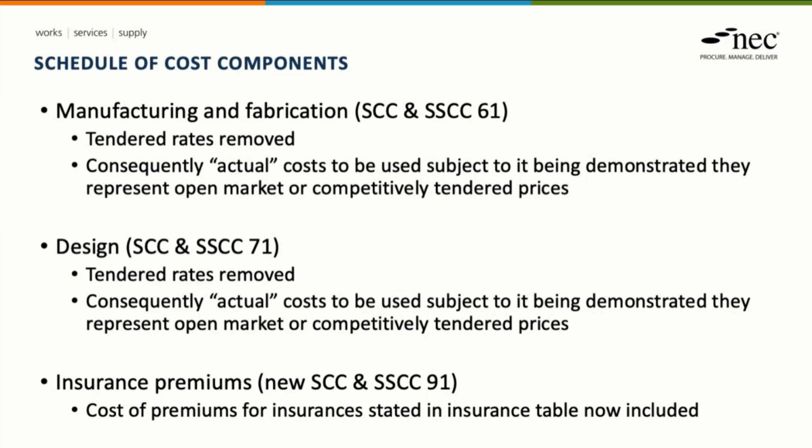We have a new section in the scheduler cost components and the shorter scheduler cost components, and this is section 9. And this covers any insurance premiums that the contractor is paying for any of the insurances that they are responsible for as identified in the insurance table. So insurance premiums under NEC4 ECC were excluded from the schedule and hence excluded from defined cost, but now they are included in defined cost and included in the schedule.